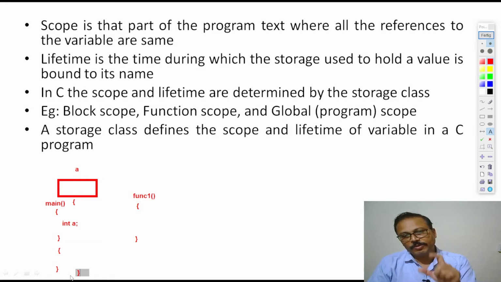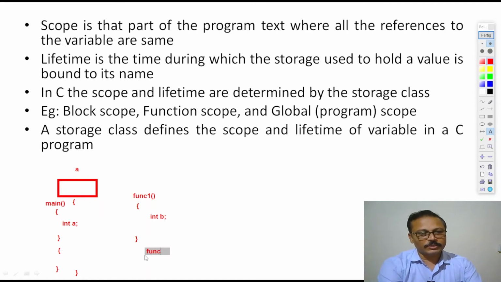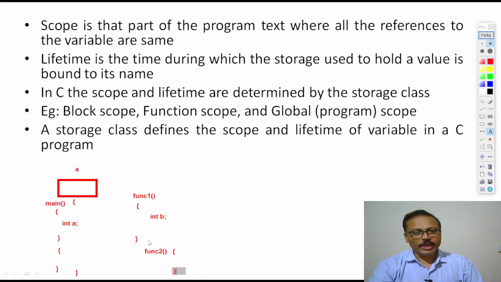Function scope means if a variable is declared within a function, then it can be accessed only within this function. So you cannot access it in another function, say function 2. So you cannot access this B here. B can be accessed only within this function. So this is function scope.